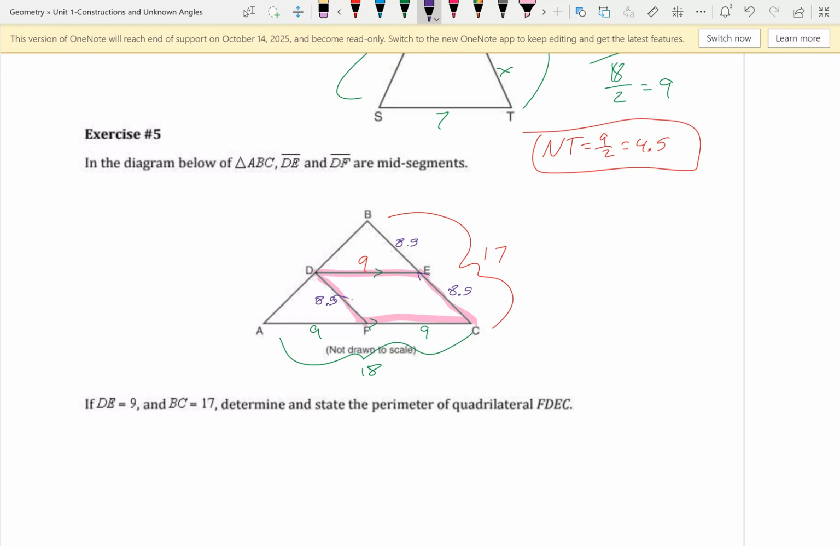So I have a couple of 8.5s and I have a couple of 9s that are making up my perimeter. So if I add up the 8.5, the 8.5, the 9, and the 9, I get a perimeter of 35 for my quadrilateral. So that's a brief introduction to midsegment. We are going to look at it again in one of our later units, but this is how the midsegment of a triangle works and some of the properties associated with it.